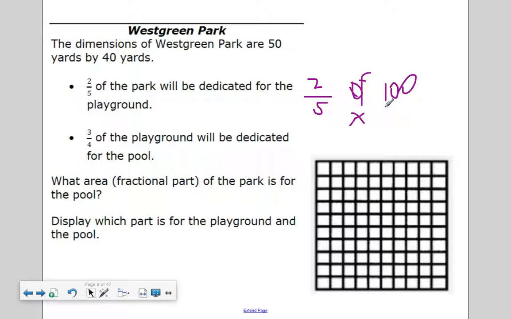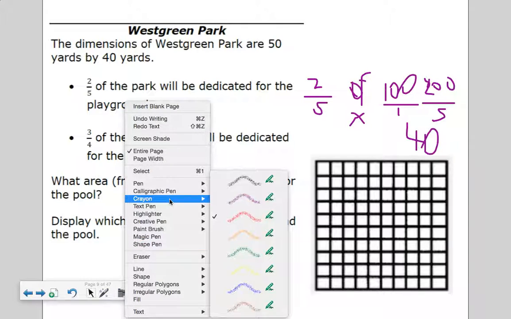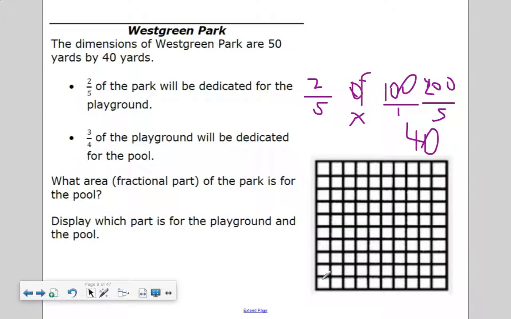How do you turn this whole number into a fraction form? Put a 1 underneath it, because 100 divided by 1 is 100. So I multiply the numerators, I get 200. I multiply denominators, 5 times 1 is 5. And what is 200 divided by 5? 40. So I need to shade in, let me use my highlighter, out of the 100, I need to shade in 40 of them because 2/5 of 100 is 40 unit squares.